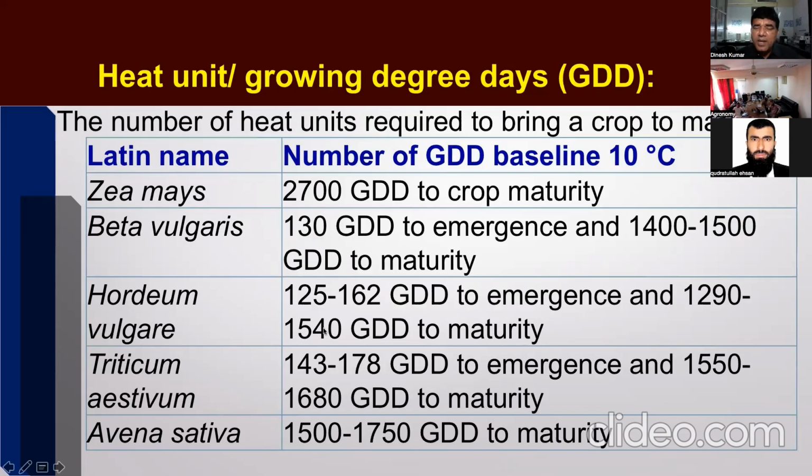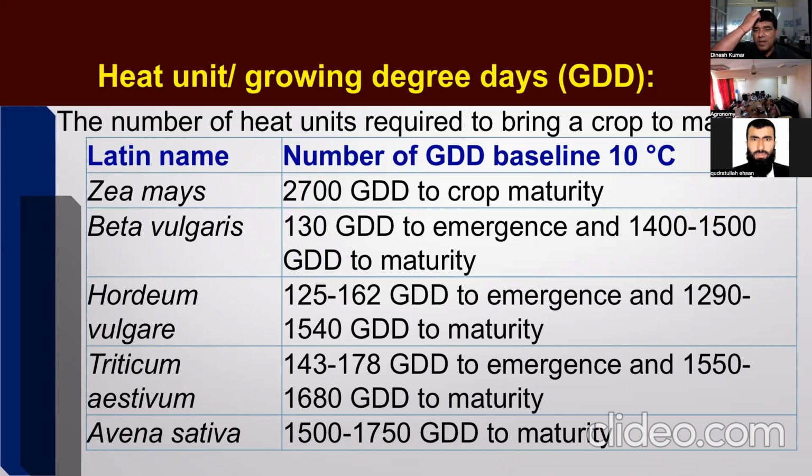Now, another concept related to temperature is heat unit or growing degree days. It means that a plant should accumulate a certain amount of heat to complete its life cycle. That is called the heat unit or growing degree days concept. So let us try to understand what the growing degree day concept is. The number of heat units required to bring a crop to maturity is called growing degree days. Now, how to calculate the growing degree days, meaning how much temperature a plant is receiving in a day, how we can calculate it, I will show you on the next slide.